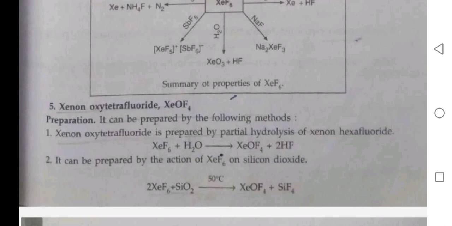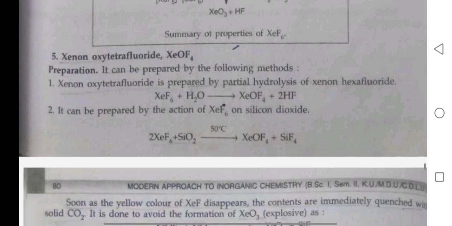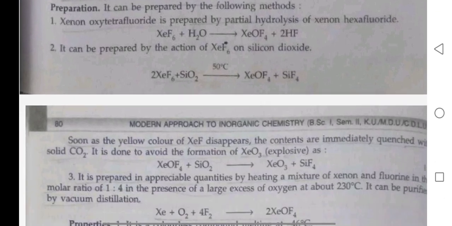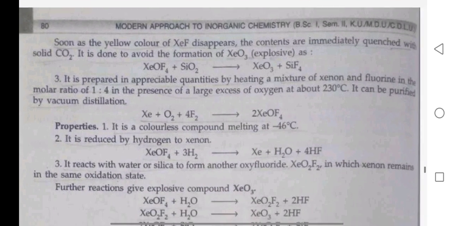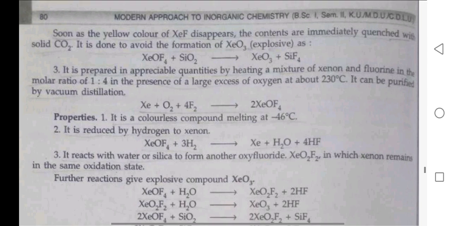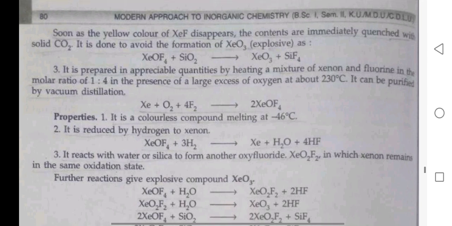Xenon oxytetrafluoride. Preparation: it can be prepared by the following methods. Xenon oxytetrafluoride is prepared by the partial hydrolysis of xenon hexafluoride. It can be prepared by the action of xenon hexafluoride on silicon dioxide. As soon as the yellow color of the xenon fluoride disappears, the contents are immediately quenched with solid CO2. This is done to avoid the formation of xenon oxide.